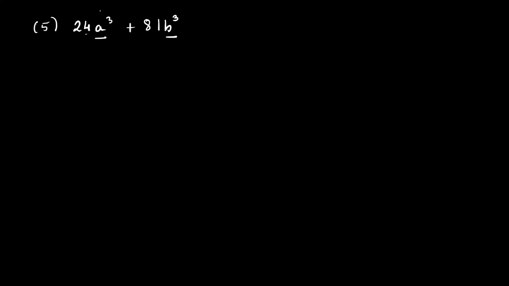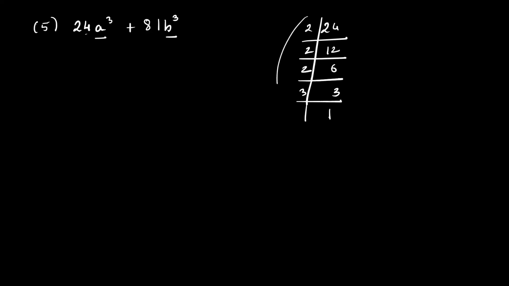So what you will do is, 24 and 81, we can't see something clearly common. So I'll factorize it. 24, it is 2 into 12. It is 2 into 6. It is 2 into 3. And 3 into 1. These are all the factors of 24. Then let me find 81 ka factor.